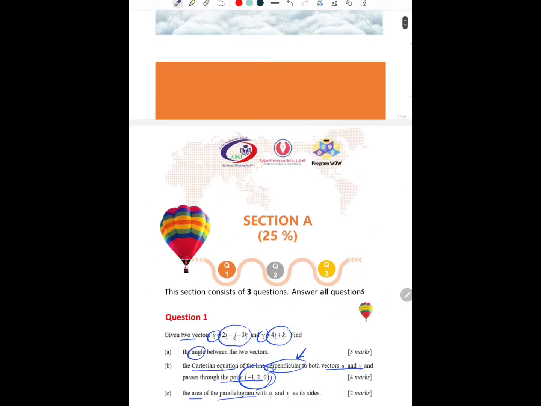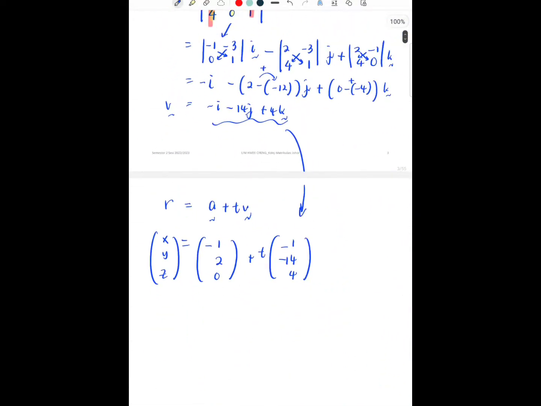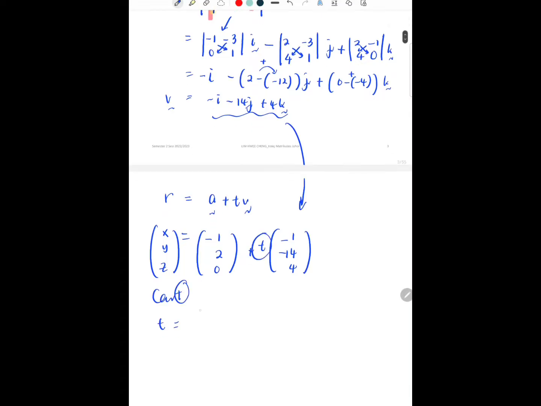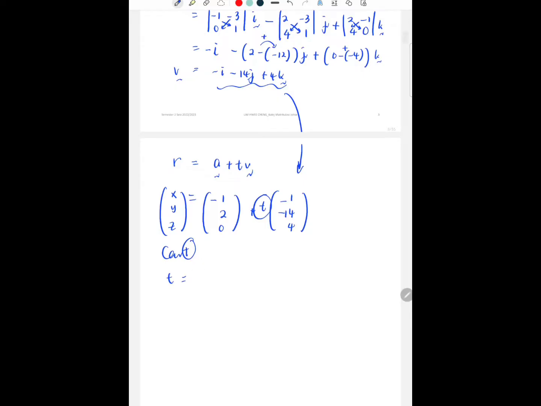So Cartesian equation tu kita ada t equals to t. Kita ambil yang last kali tu, maknanya t sama dengan, jadi kita nak t tu sebagai subjek. Jadi kalau kita nak jadikan dia Cartesian, kita buat dia jadi parametrik dulu, senang. Okay, so kalau tak boleh, you all just buat macam ni dulu. x equals to -1 minus t, y equals to 2 minus 14t, z equals to 4t. Lepas tu baru jadikan t as subject.